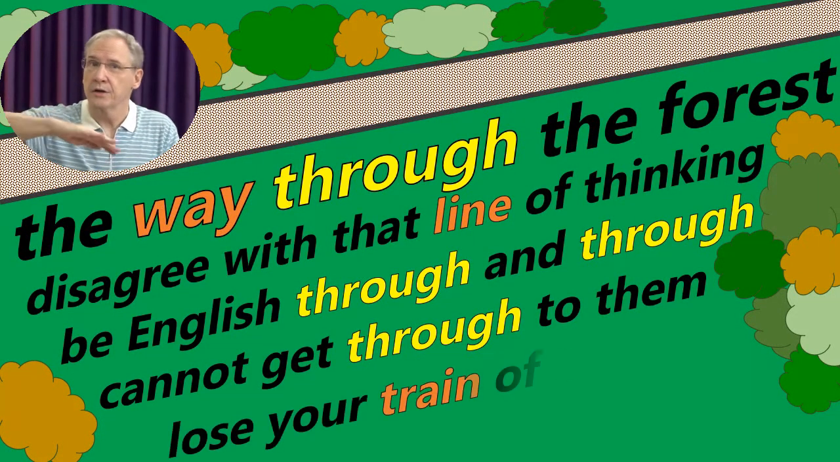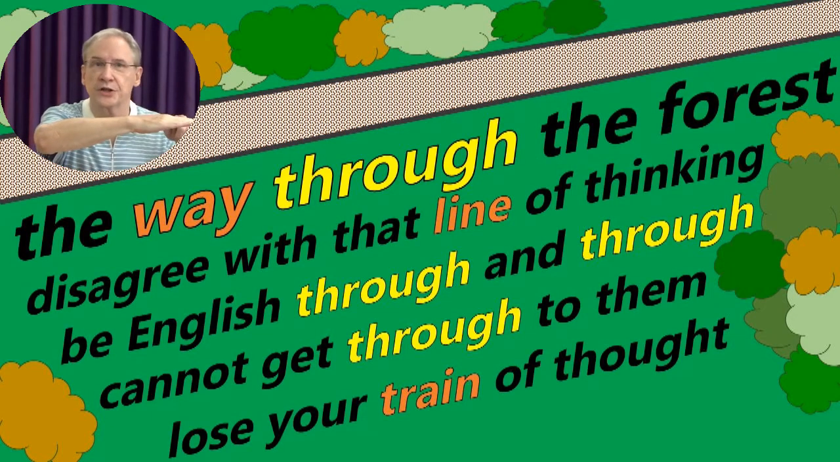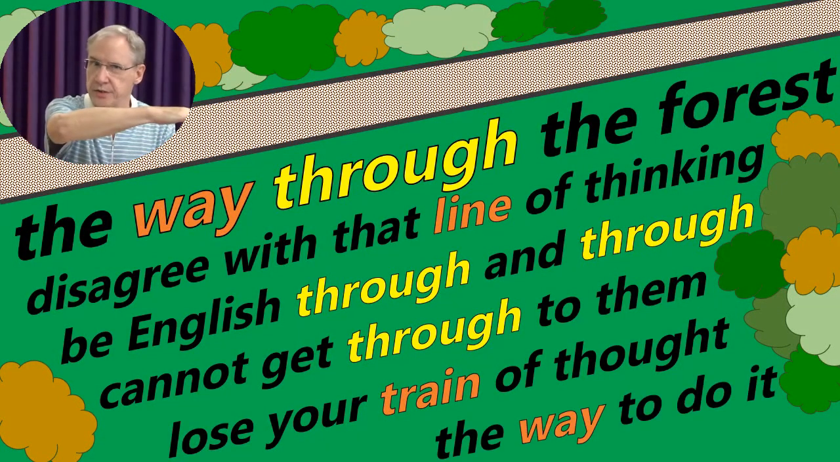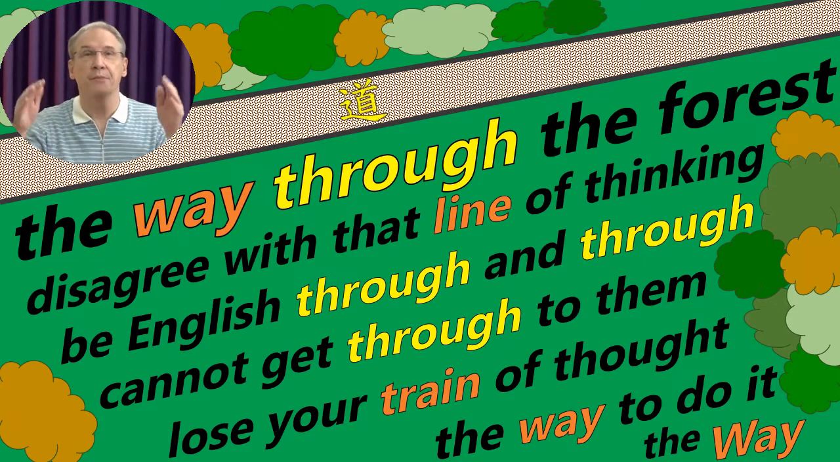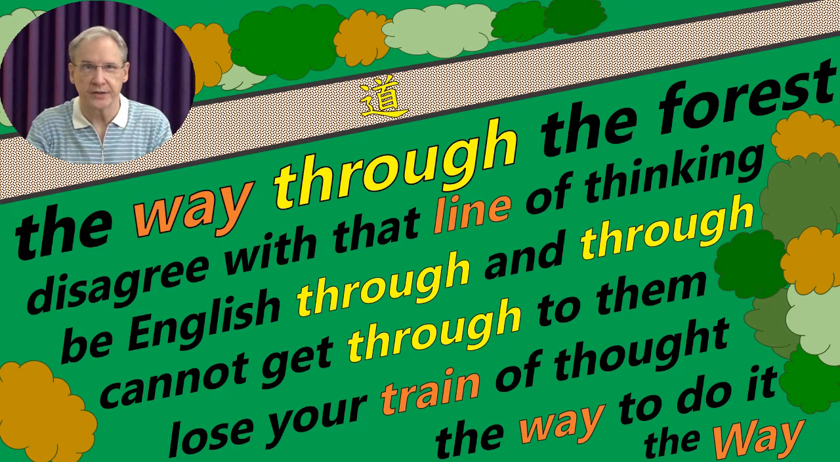I lost my train of thought. Thoughts seem to flow in a continuous line, a connected way. Is this the right way to do it? Way here is a sequence of actions, a method to follow. And finally, the metaphysical or religious sense. I am the way, the truth, and the light, saith the Lord.